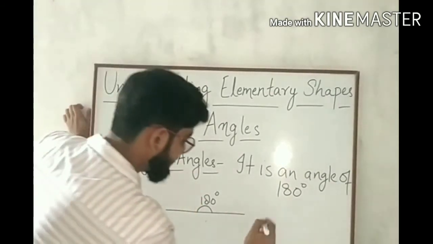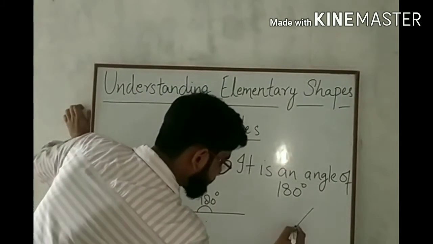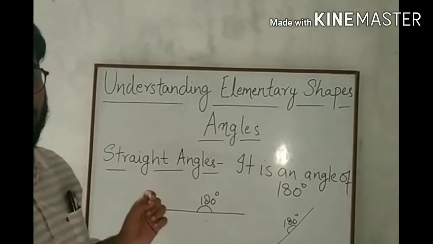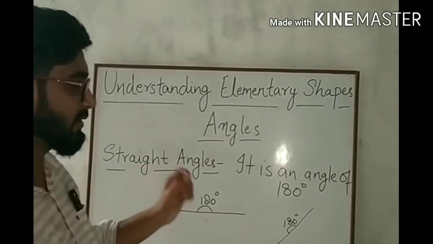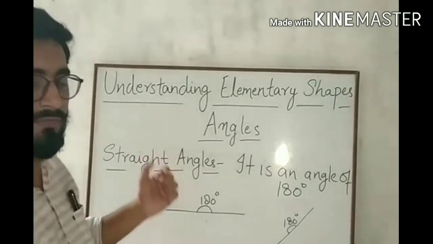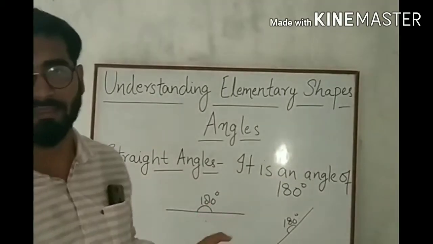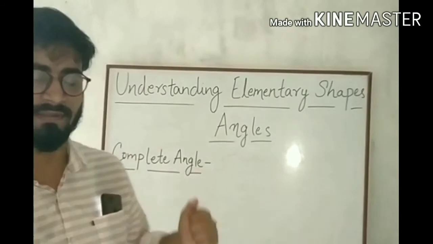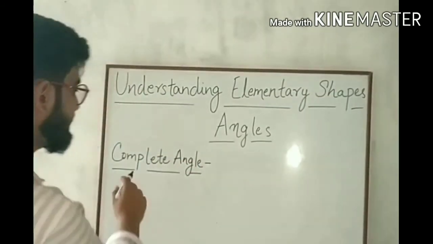It can be represented like this also. So in this case also, don't judge by its shape. It is just a double of a right angle. An angle of 180 degrees is known as a straight angle. Understand? Now we are going to discuss the third type of angle, that is complete angle.